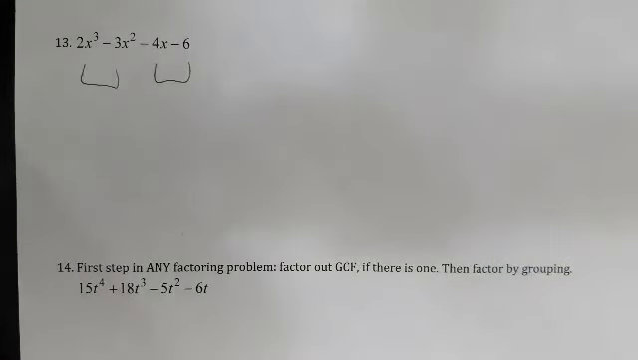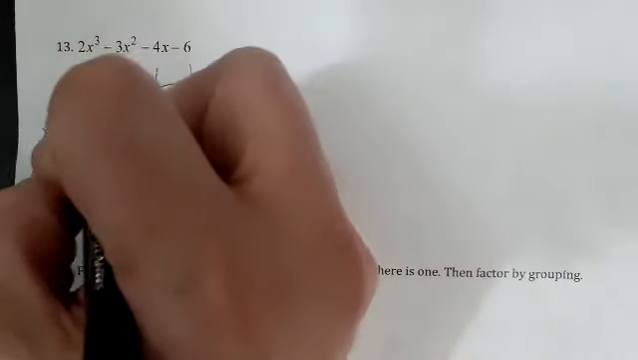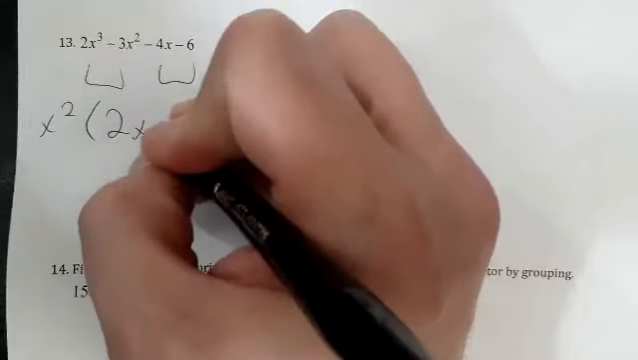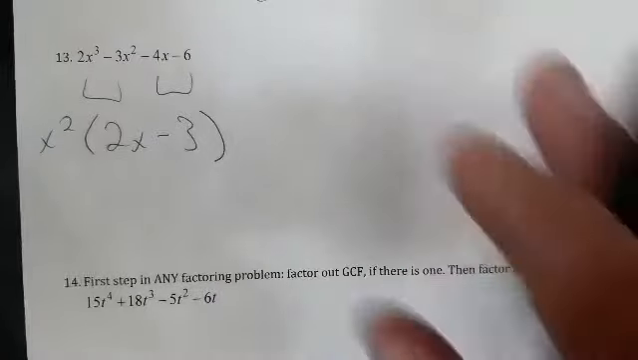We check it. We look at these. We group them up, the first 2, and we group up the last 2. Now we look at the GCF between just 2 of them. So between 2x to the third and minus 3x squared, I can take out an x squared. If I take out an x squared, it's going to drop this by 2 powers of x. It's going to drop that by 2 powers of x. It's going to leave me with 2x minus 3.